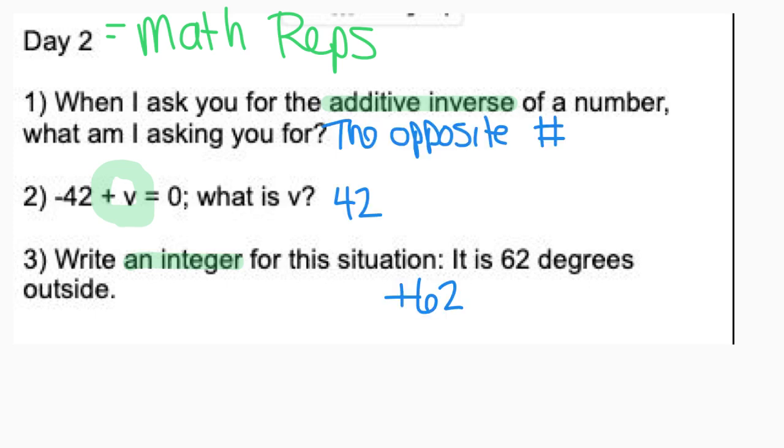All right, here are your answers. An additive inverse would be the opposite number. Number 2, when you add 2 inverses, you will get 0. So the opposite of negative 42 is positive 42. And the integer for 62 degrees outside would be positive 62. But remember, you have the option of whether you want to put that plus sign or not. If you just want to write it as this, that is totally acceptable.